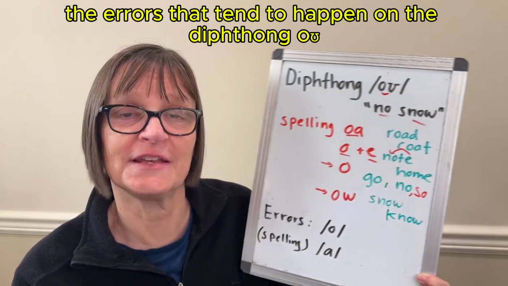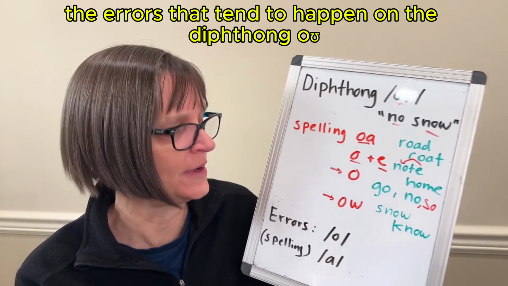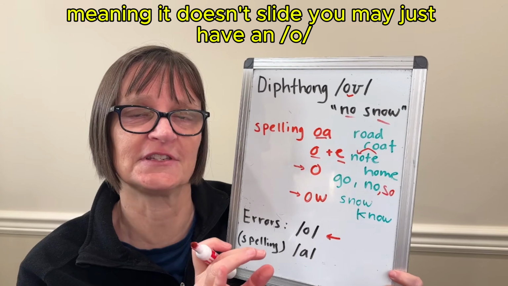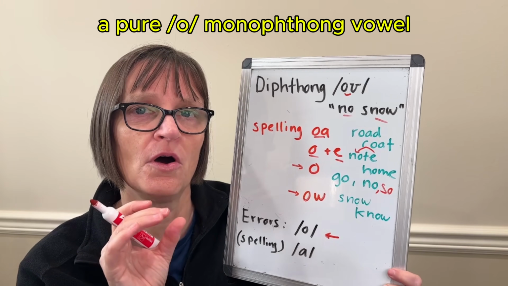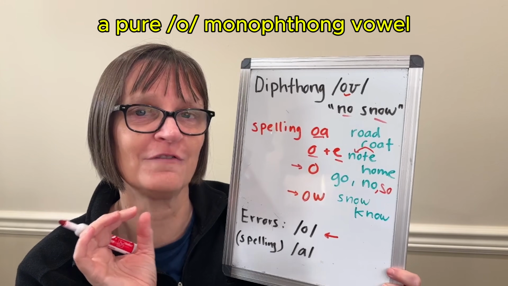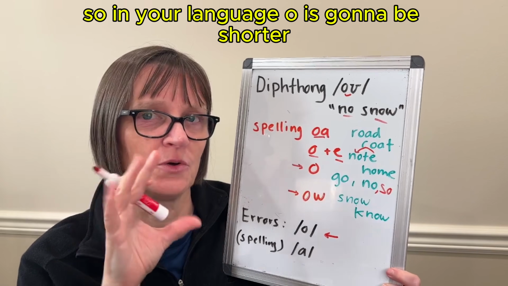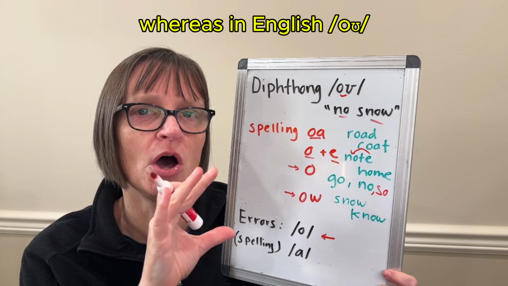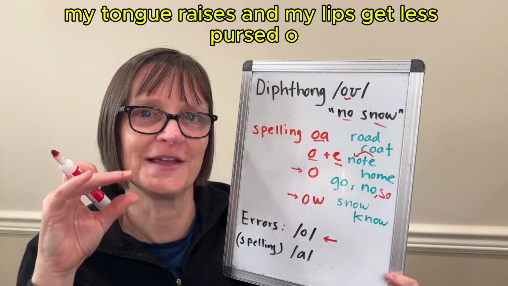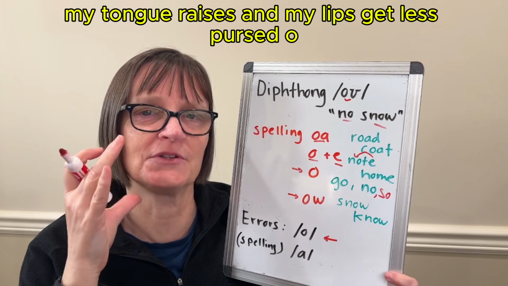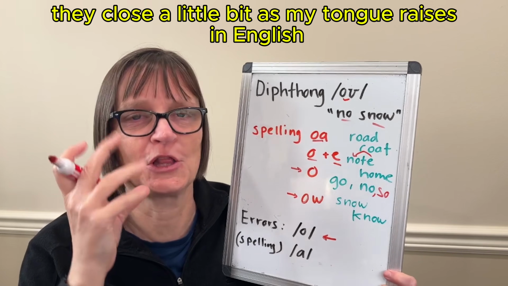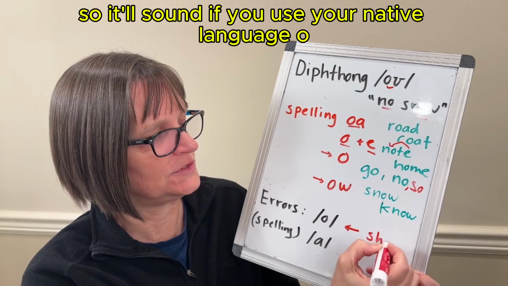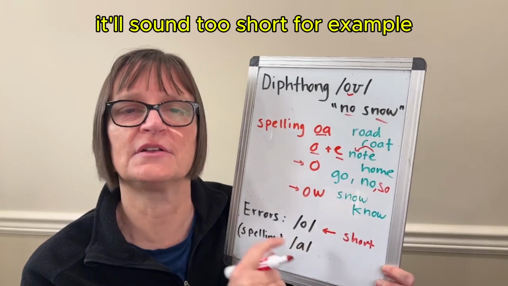So the errors that tend to happen on the diphthong O is that in your language, this sound might not be a diphthong, meaning it doesn't slide. You may just have a pure O, a monophthong vowel. So in your language, O is going to be shorter and it's not going to change position. Whereas in English, my tongue raises and my lips get less pursed. They close a little bit as my tongue raises in English. So if you use your native language O, it'll sound too short.